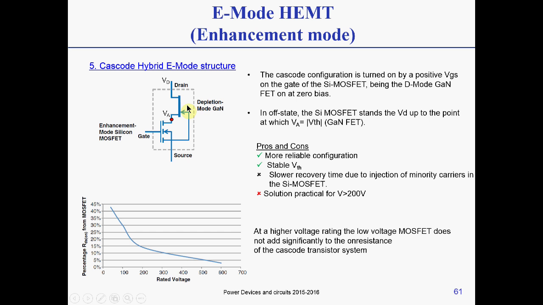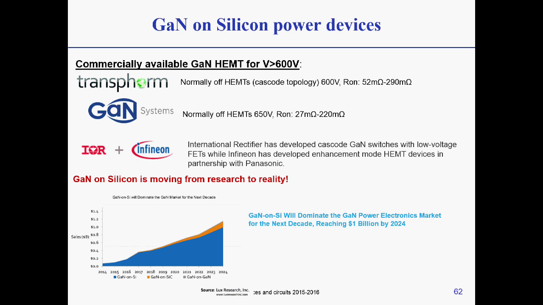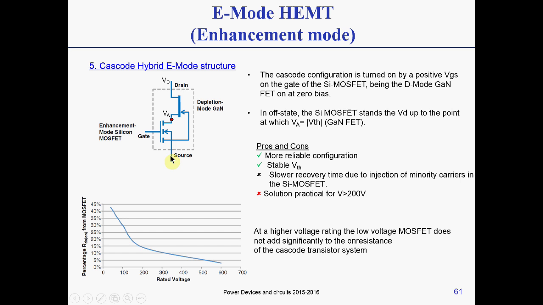In off state, this is switched off by applying a gate bias lower than the threshold voltage. And this is switched off, and you have that the voltage drop first drops on the silicon until the voltage on the source of the GaN is such that you reach the negative threshold voltage of the GaN device, and then all the voltage drop will follow on the GaN, which is designed for high power application.